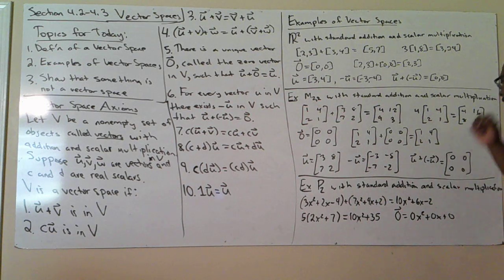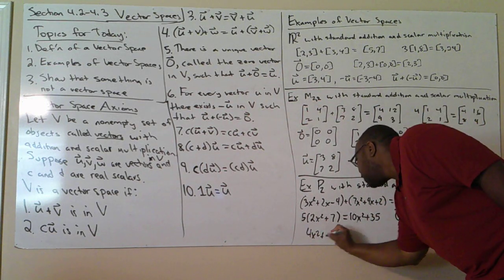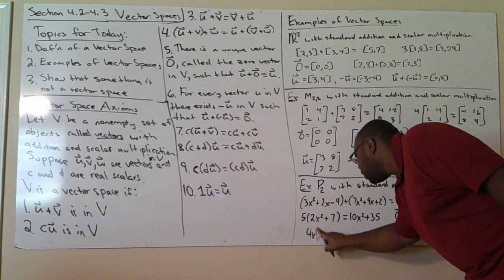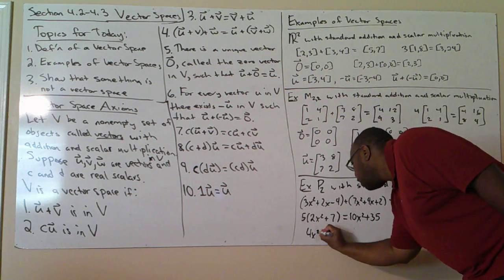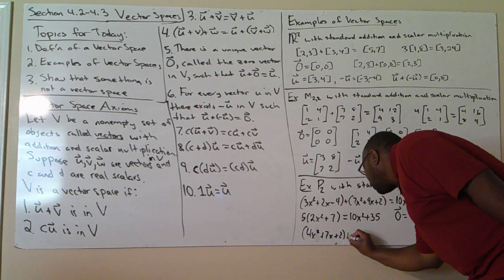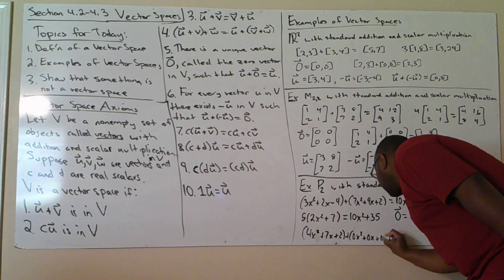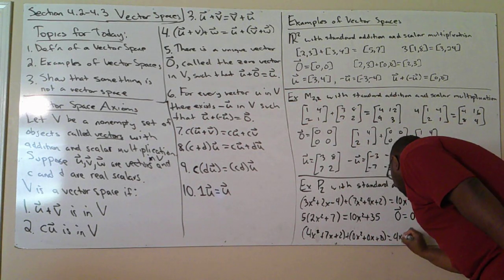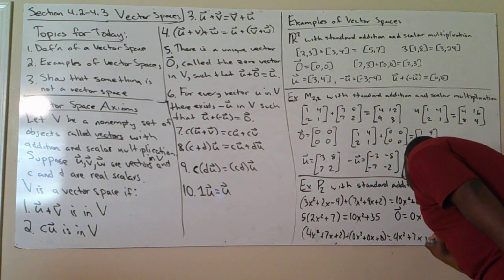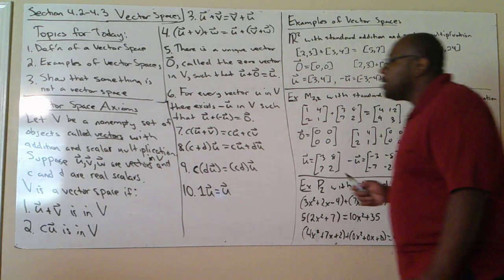So if I were to add 4x squared plus 7x plus 2 to the 0 vector, 0x squared plus 0x plus 0, I end up with 4x squared plus 7x plus 2. Okay. And I don't have enough space to squeeze in negative u, so let me erase something here.